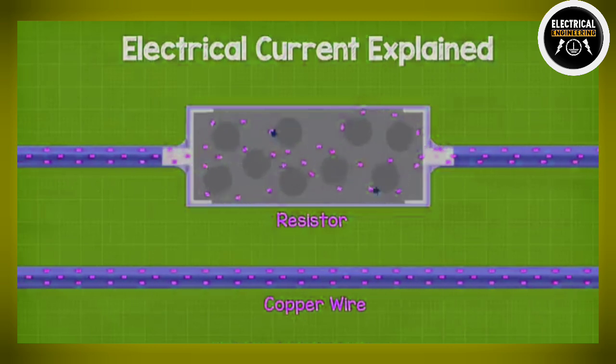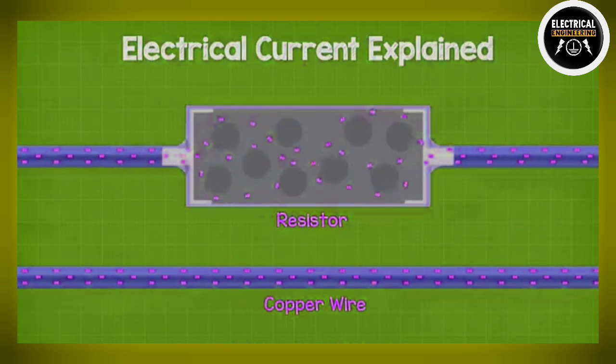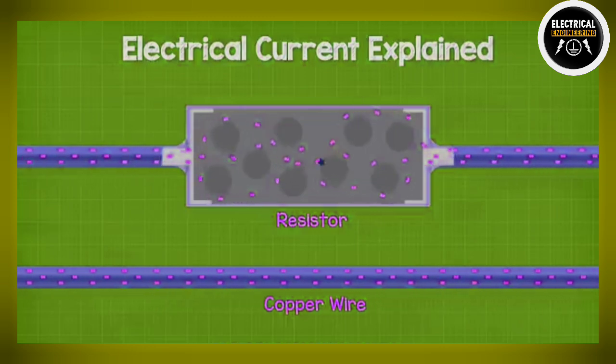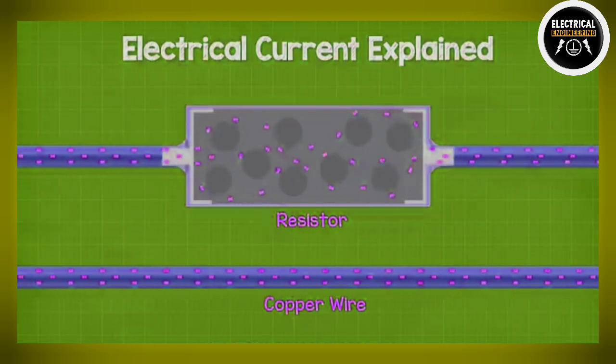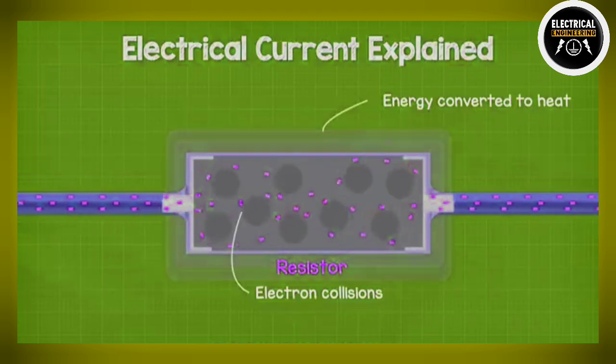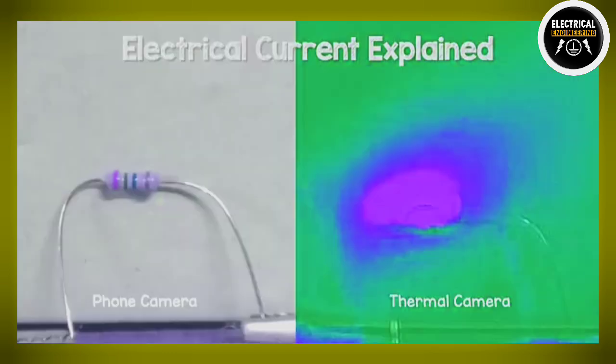The same with a resistor. The material makes it difficult for the electrons to flow through. The electrons are going to collide and waste energy, so we get a voltage drop. This wasted energy needs to go somewhere, so it leaves as heat. If we look at a resistor through a thermal imaging camera, we can see that heat leaving.